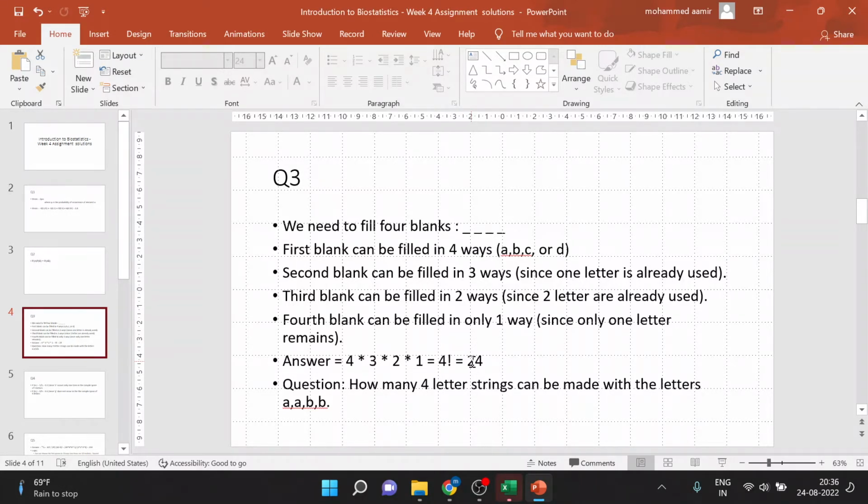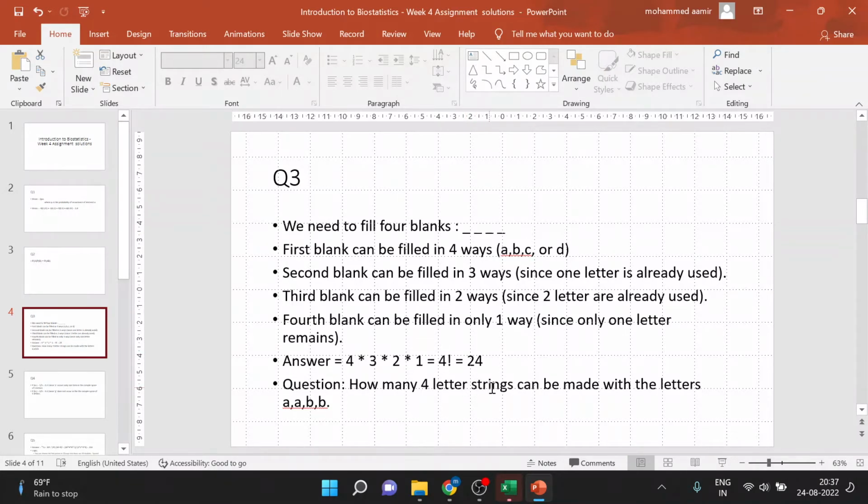On the same line, I would encourage you to think about this question, and maybe we can discuss this in the next class. As given, in how many ways can you make 4 letter strings? Strings are nothing but just a series of blank spaces wherein you can fill these letters in.